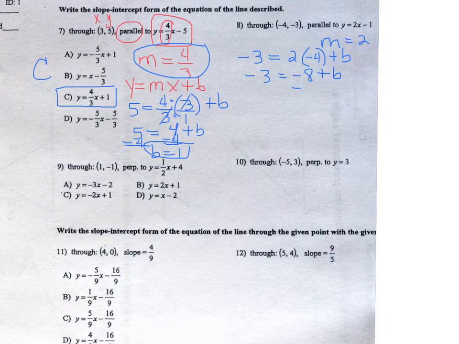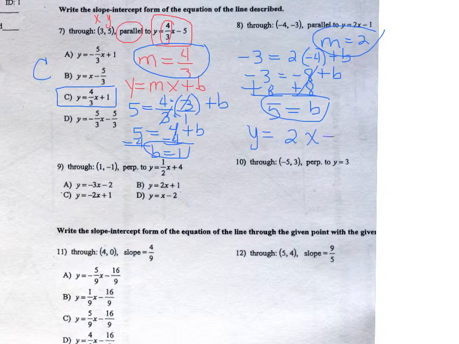I move the -8 always with the opposite. You leave the b by itself, moving the stuff with the opposite of what it has. So -3 plus 8 is positive 5. So I have my pieces of information, these two. So the equation would be y equals 2x, you keep the x, and the y-intercept is 5.